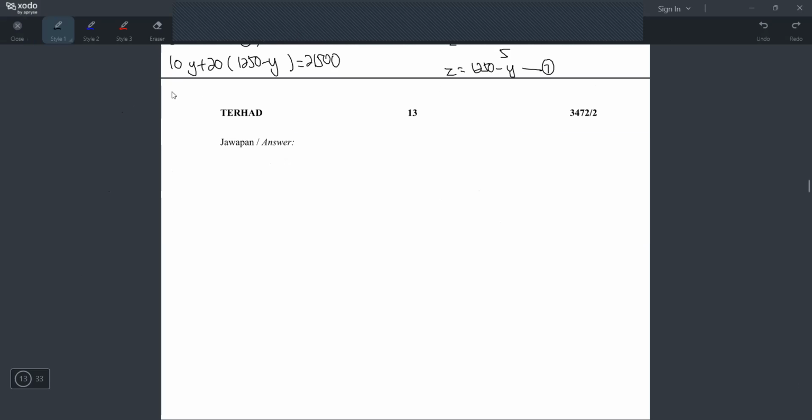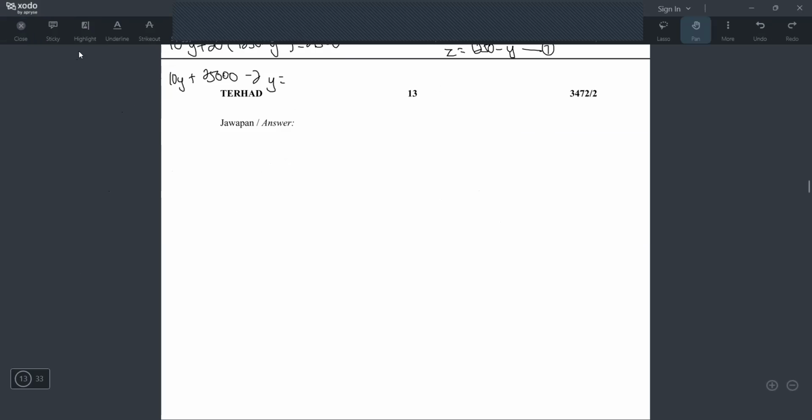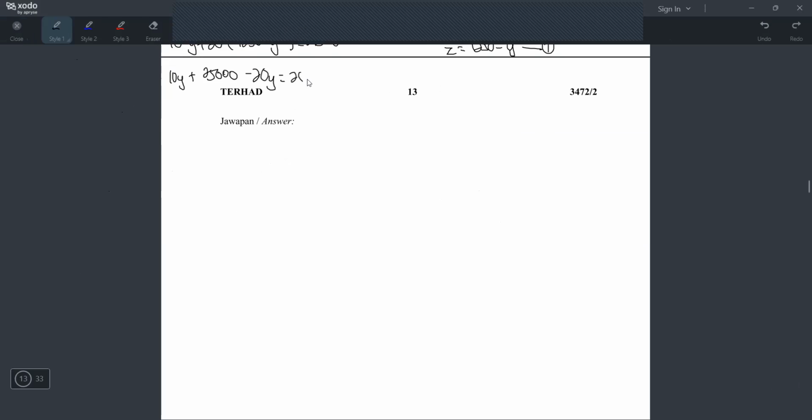Okay, so let's calculate this. 10y plus 20 times 1250. Let's use calculator. Okay, my calculator gives me 25,000, right? So just write it, 25,000. And then 20 has to times with negative y, which is negative 20y, equals to 21500. Okay, now how to find y? The y and the y here can do it together. 10y minus 20y is negative 10y.